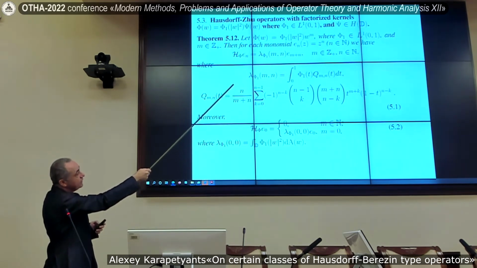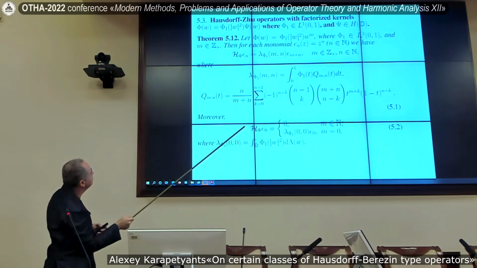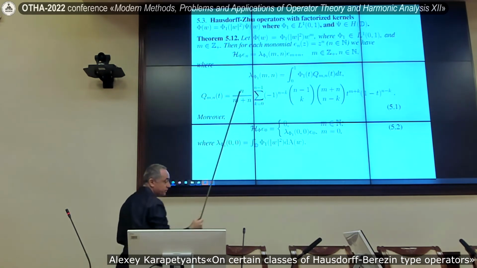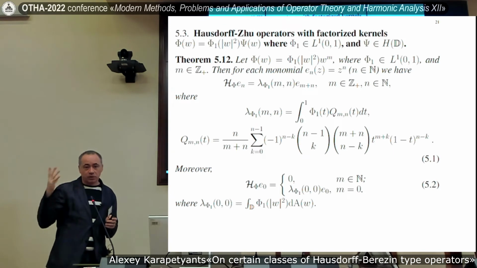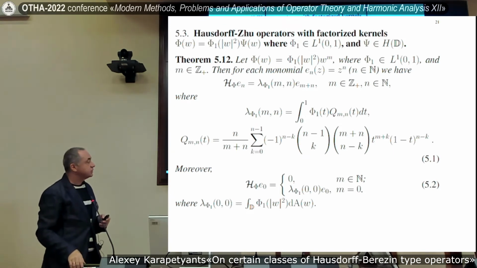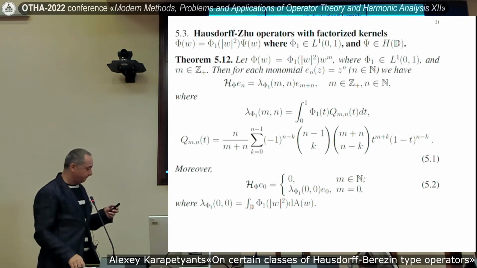You see, e_n of z equals z to the power n. So n, where is it? I don't see. Here. e_n goes to e_{m+n}, just shifted, multiplied by z to the power n, and multiplied by a constant, by a weight. So it's almost diagonal, but with a kind of shift.